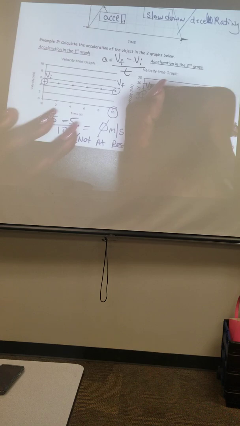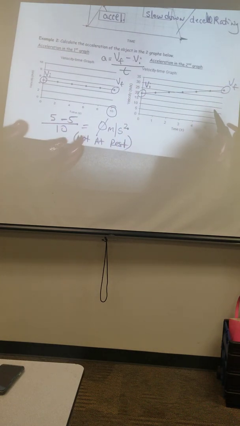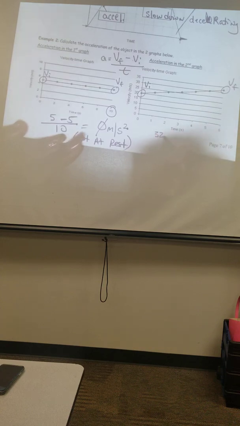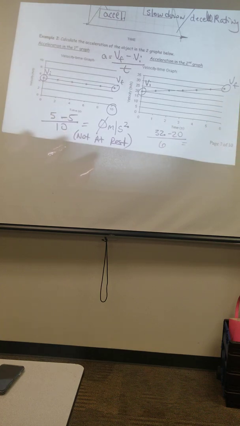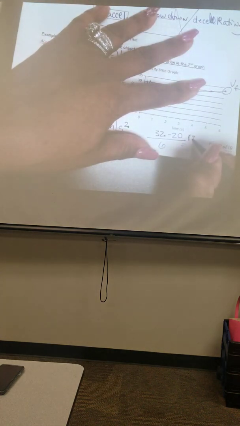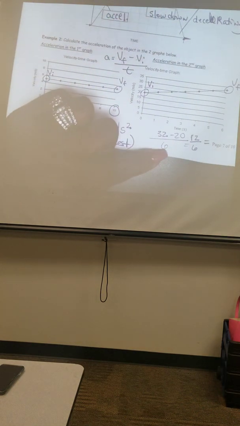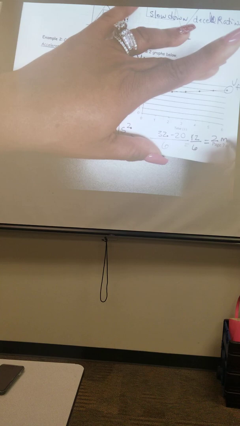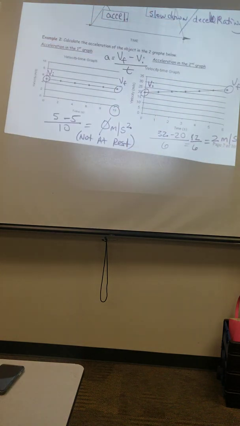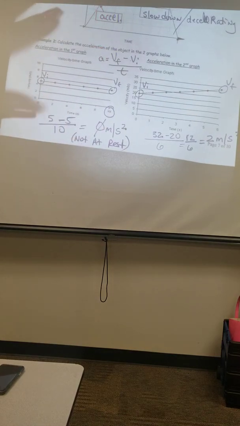Here's my V sub I. Here's my V sub F. My V sub F I got was 32. Okay. My V sub I is 20. How much time occurred? 6 seconds. So I did 12 over 6. 12 divided by 6 is 2 meters per second squared. I was thinking of six. Okay, other than that, I will leave you alone.